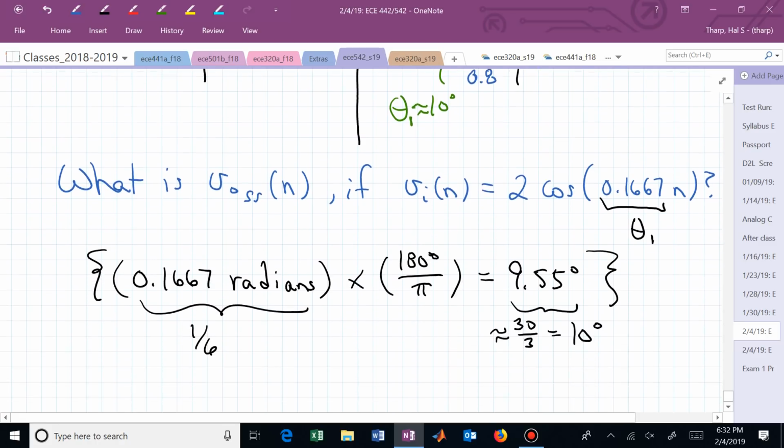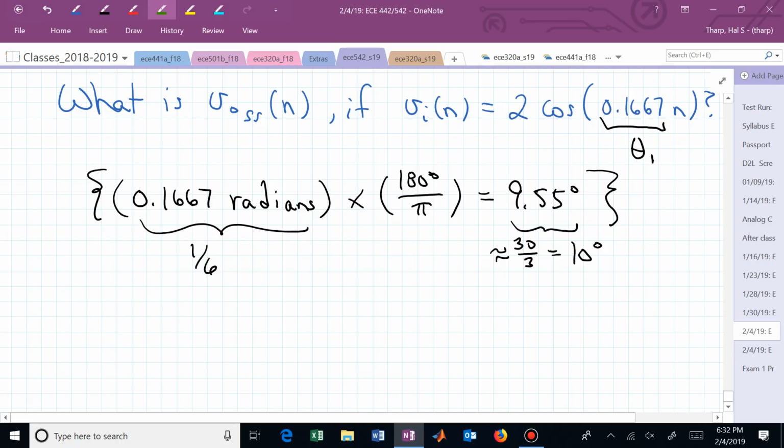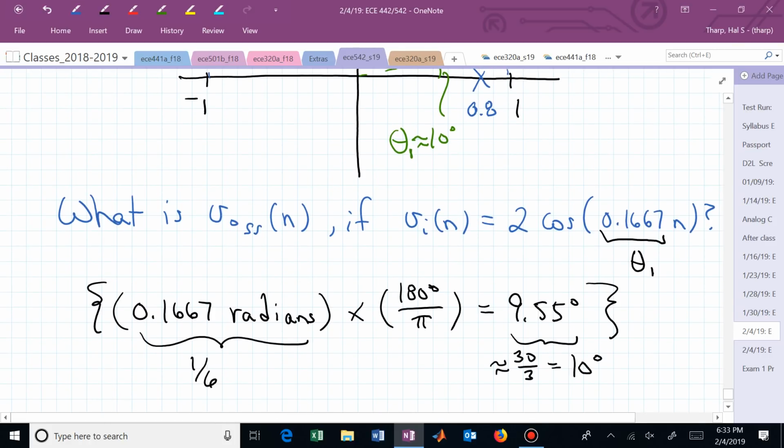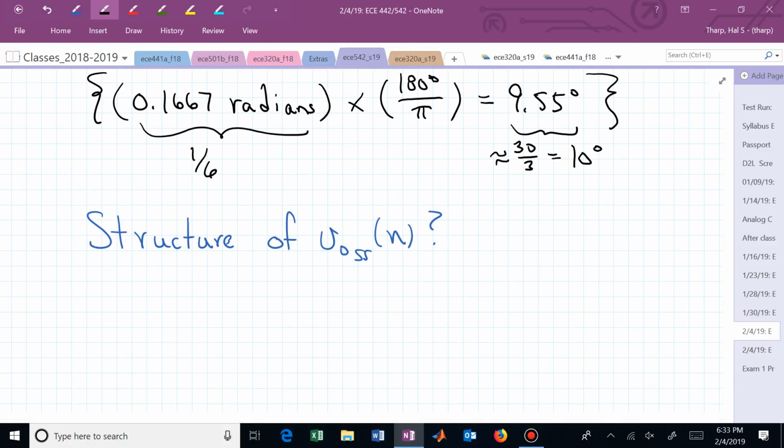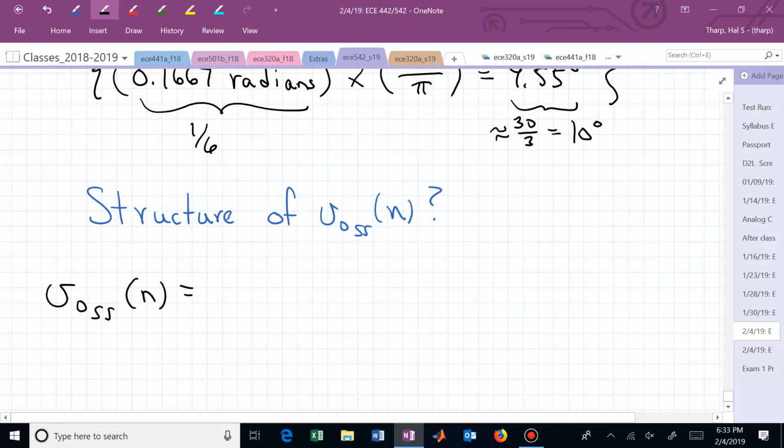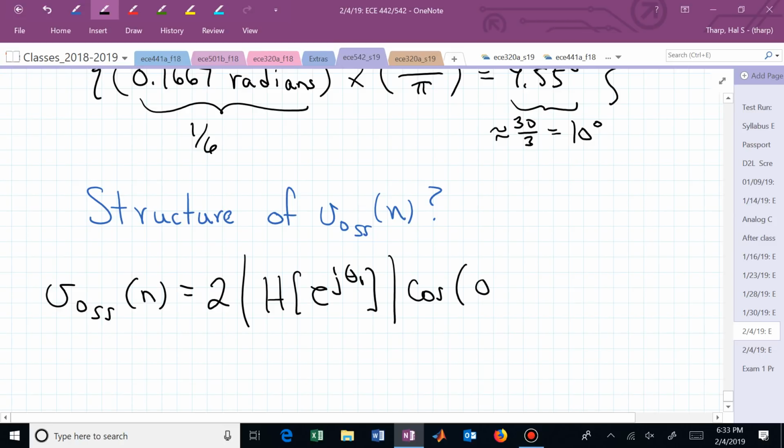And how do we use that? What's the structure of our sinusoidal steady state response? Do you remember what we had for the theory in the first part of today's class? What's the structure of v sub 0 steady state of n relative to the input? What was our input amplitude? 2. And how does that get adjusted? By H at e to the j theta 1, cosine theta 1 times n plus the phase of H of e to the j theta 1.